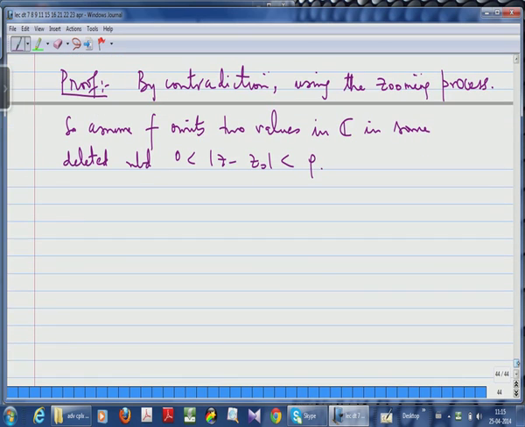So what you do is, so here is my diagram. So this is the complex plane. This is the z plane, and I have this point z naught, and there is this small disk surrounding z naught, of radius rho.